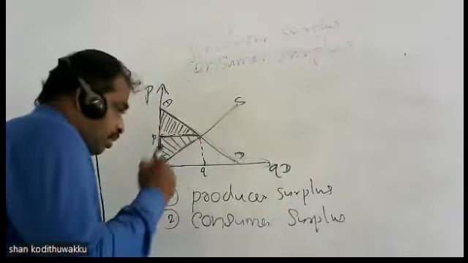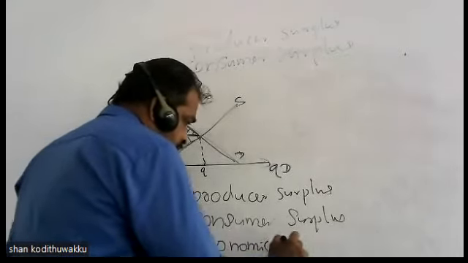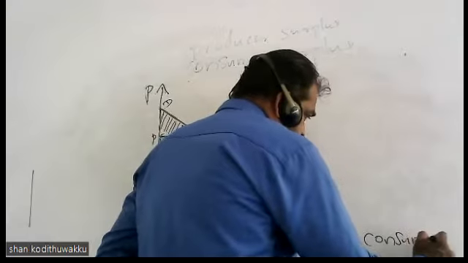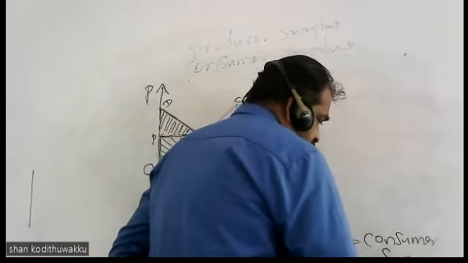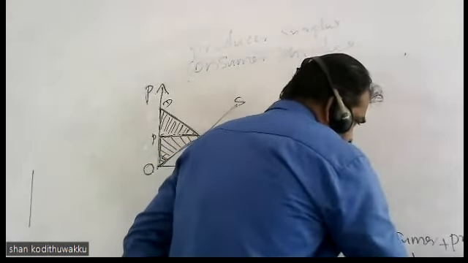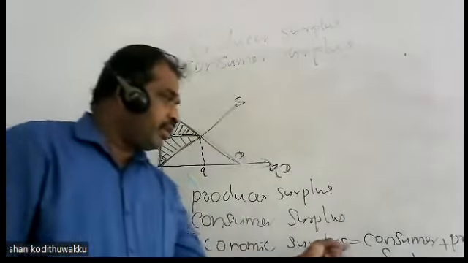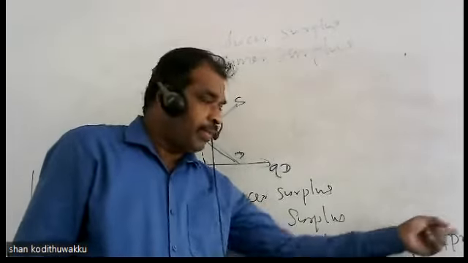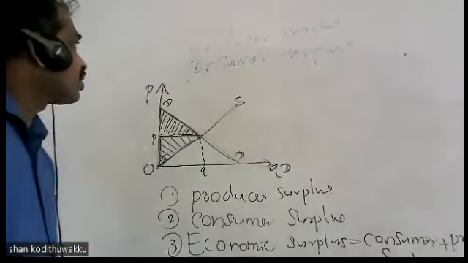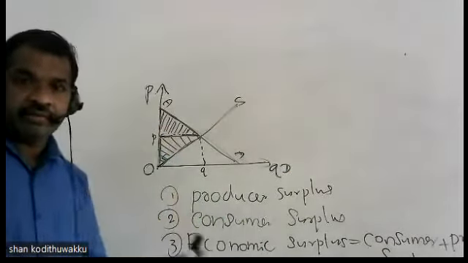Economic surplus. Economic surplus equals consumer surplus plus producer surplus. Then, depending on details given in the question, you can decide.